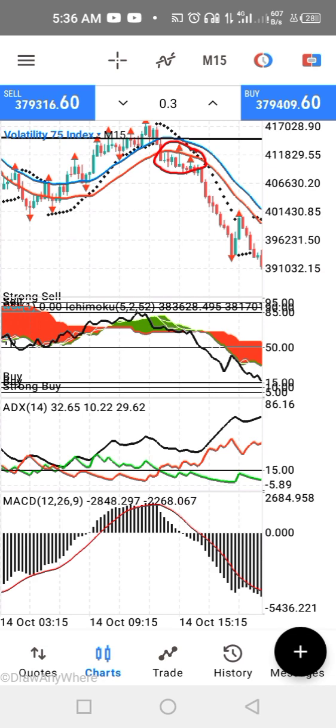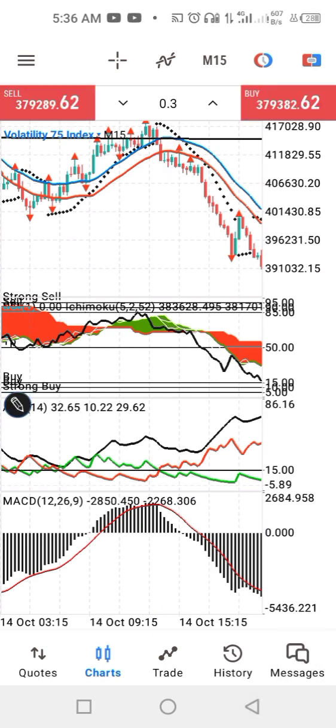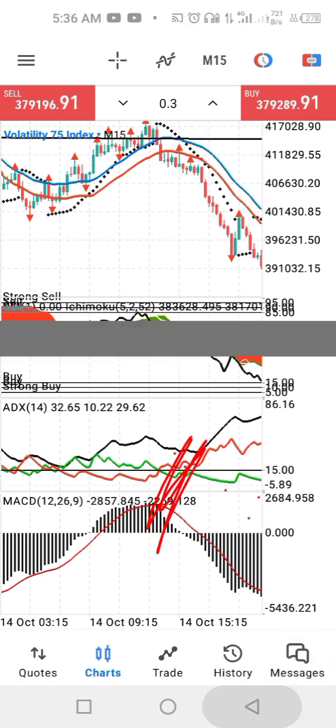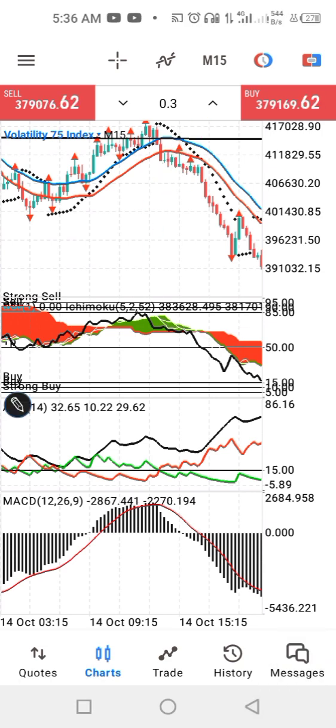Can you see that? And already take a look at your parabolic coming from the top. Coming downward. That's your parabolic giving you that signal.